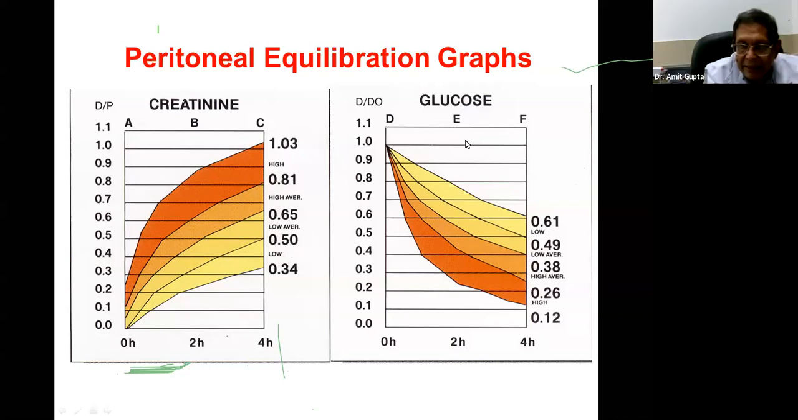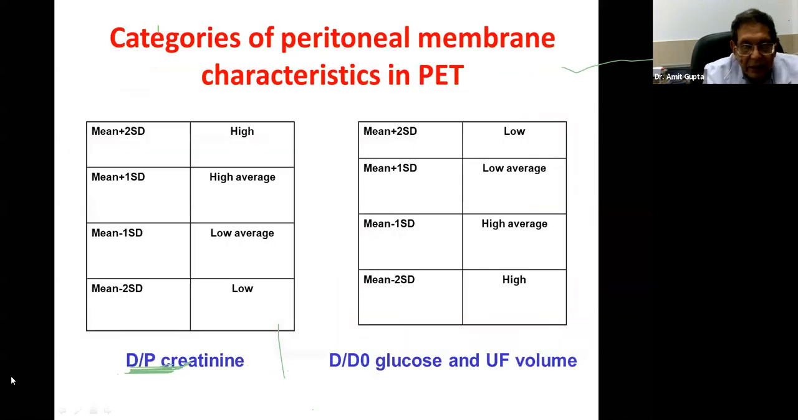And again, he said the same thing for glucose. So mean plus two standard deviations was high, mean plus one standard deviation was high average, mean minus one standard deviation was low average, and mean minus two standard deviations was low. This is for patients when you have these D by P creatinine values. And when you do it for D by D0 glucose or by UF volume, it's the other way around: mean plus two standard deviations will be low, whereas mean minus two standard deviations will be high.